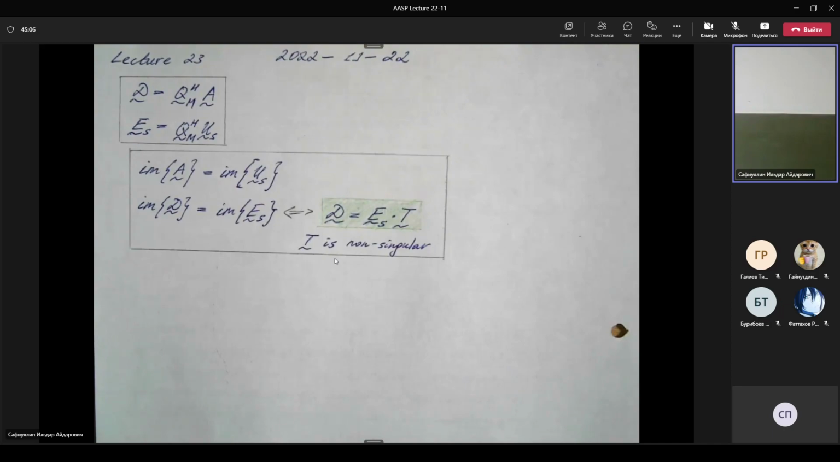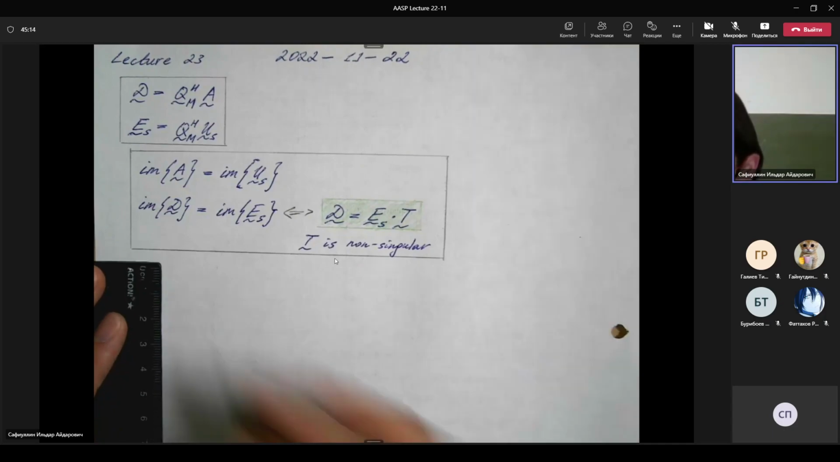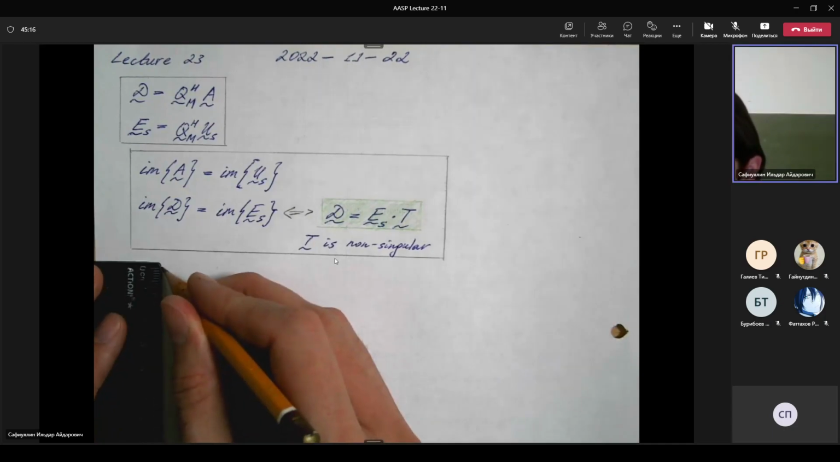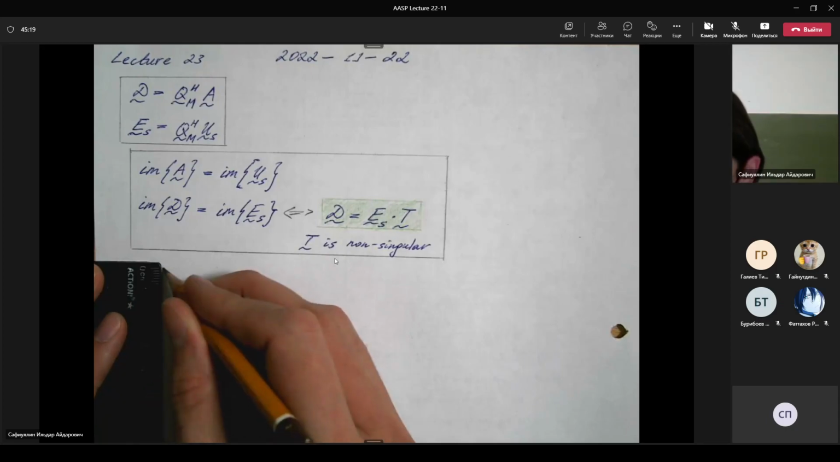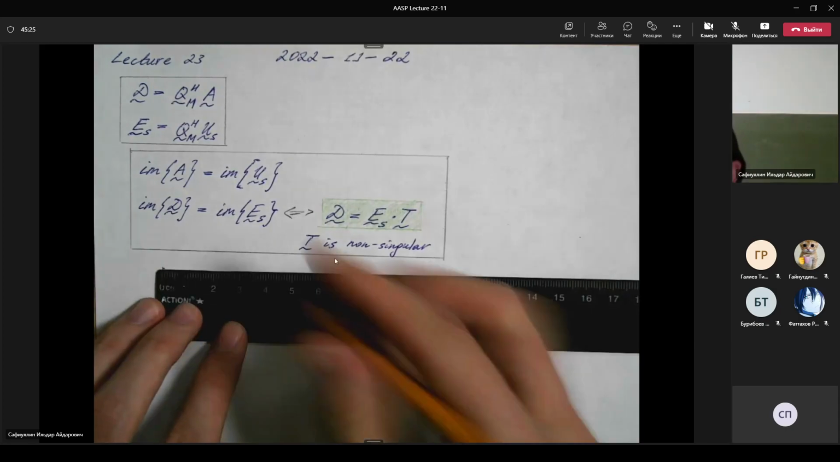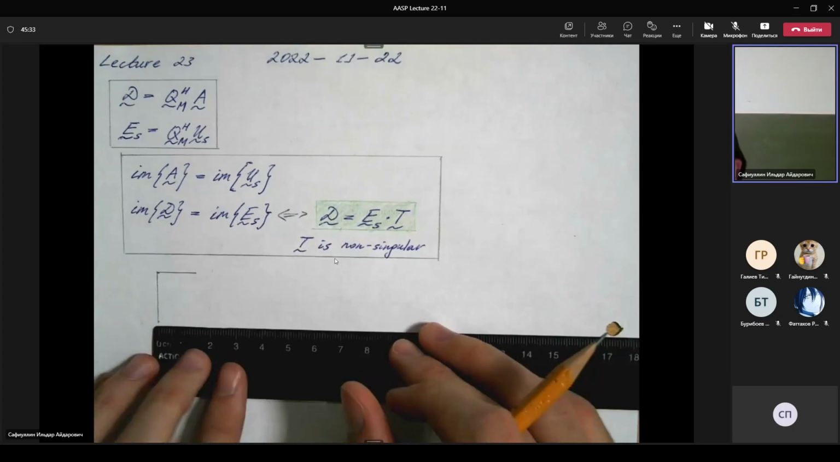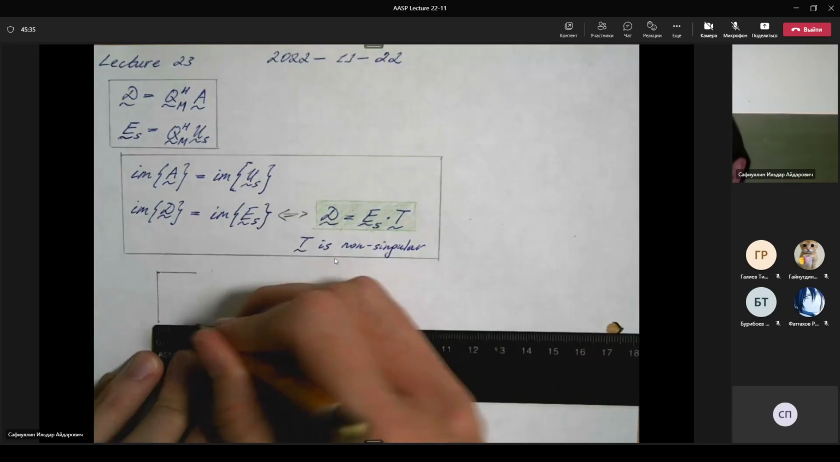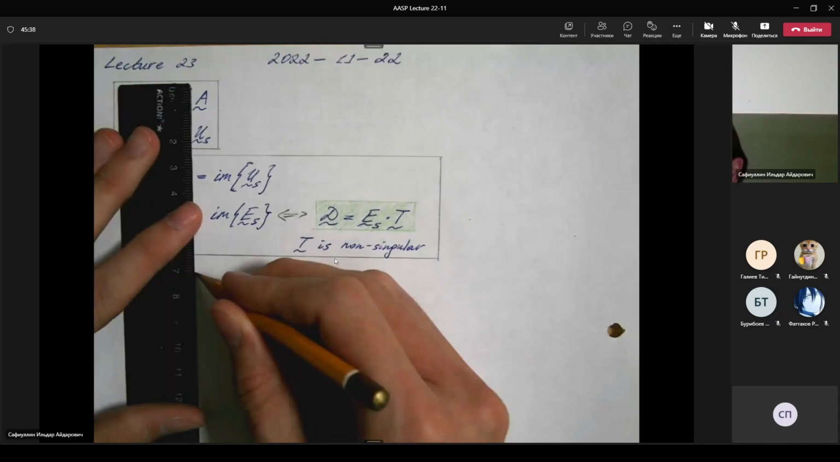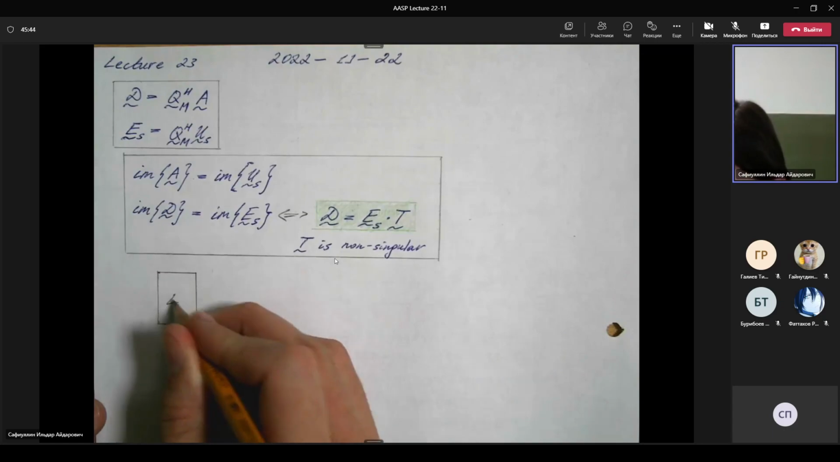So let's start with E sub s. The number of rows for me is equal to 2 centimeters here, and the number of columns, let's say, 1 centimeter, or 1.5. So this one is our E sub s.